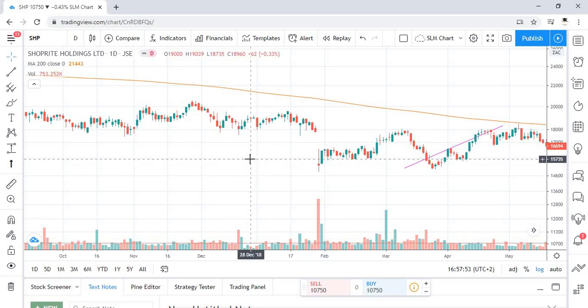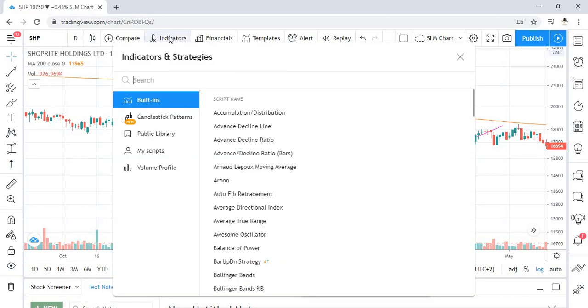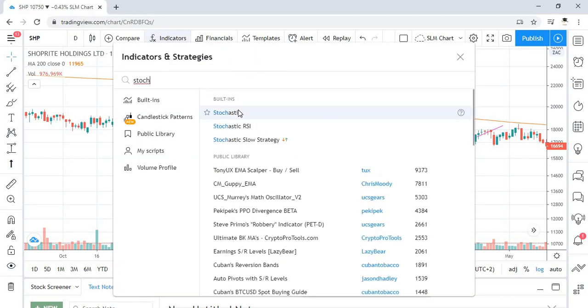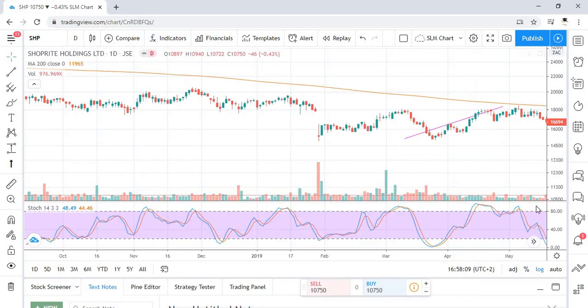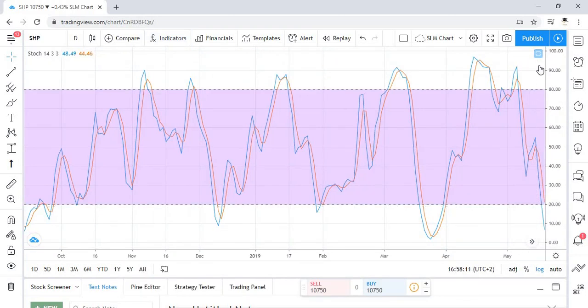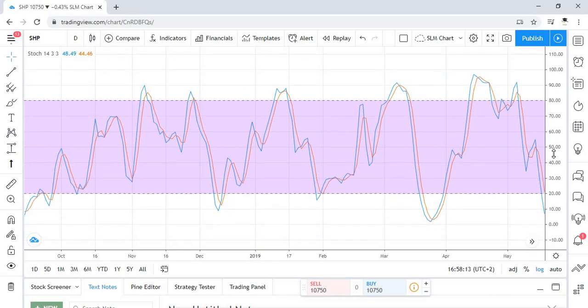Hello everyone, welcome to this lesson where we're going to look at another indicator. This time we are looking at what is called stochastic. So I'm going to just search here for stock. So there we have the stochastic. I'm going to just zoom it in so that is the only thing that is appearing.